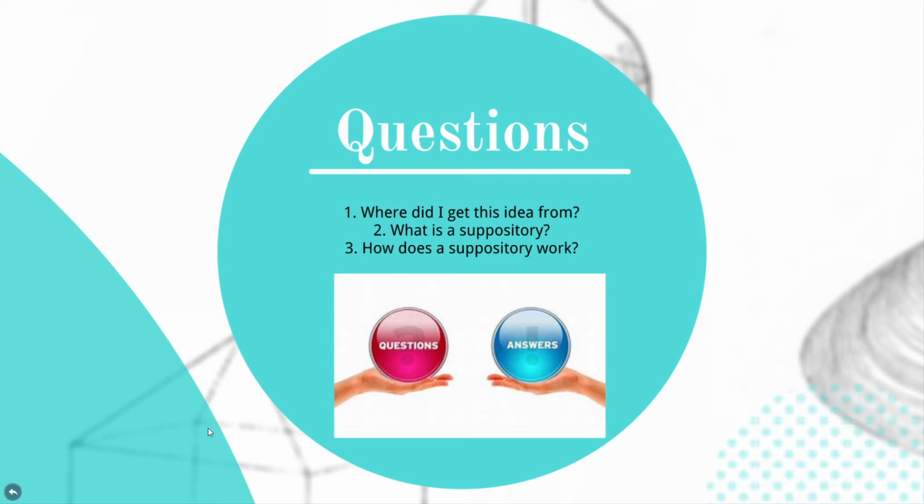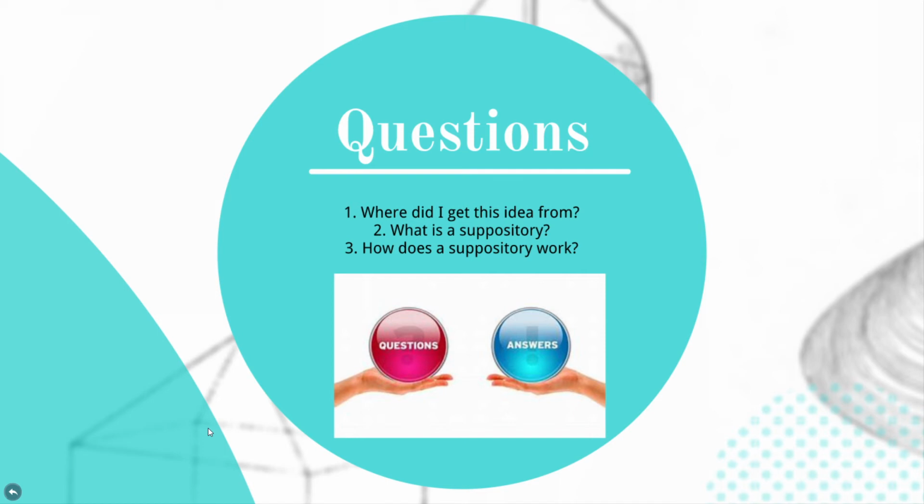The second question that I got asked a lot was, what is a suppository? A suppository is a small glycerin-based tube that has medications inserted into it. They are shaped like small bullets and inserted into the anus. And the last question, how does a suppository work?